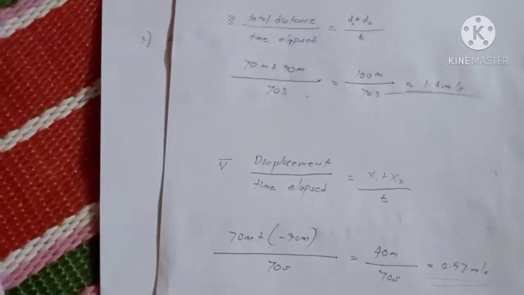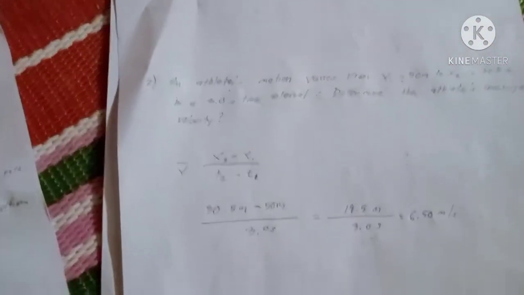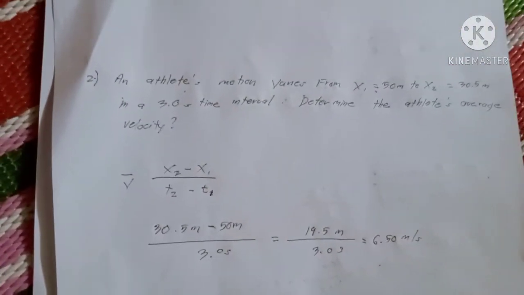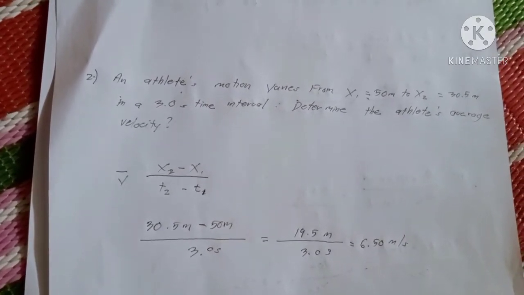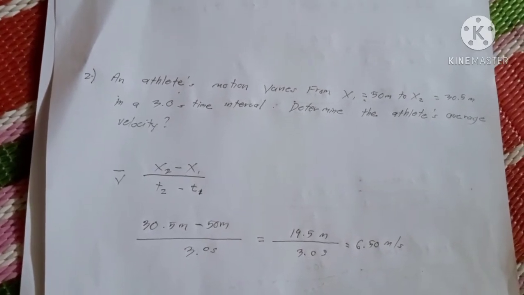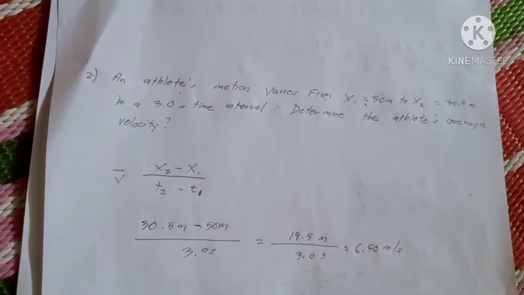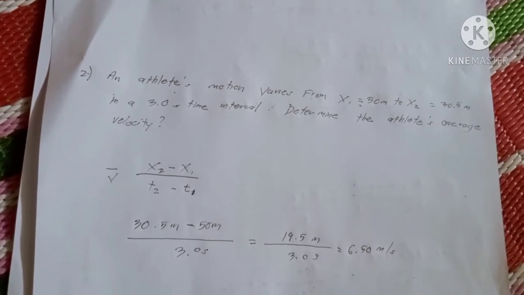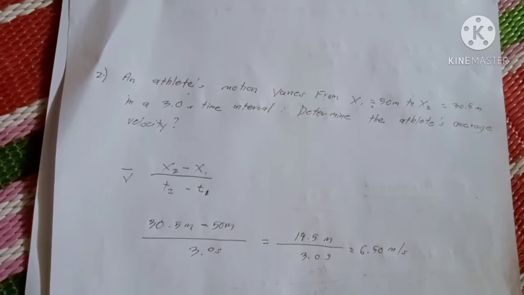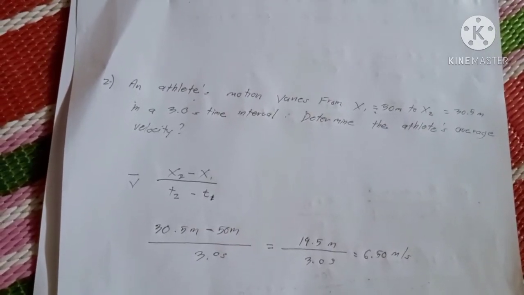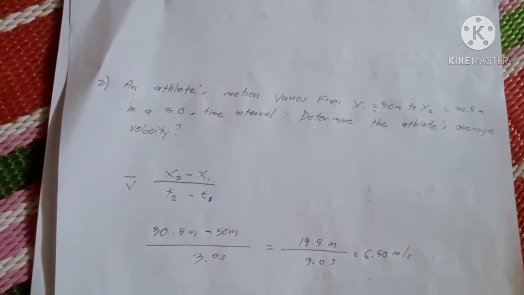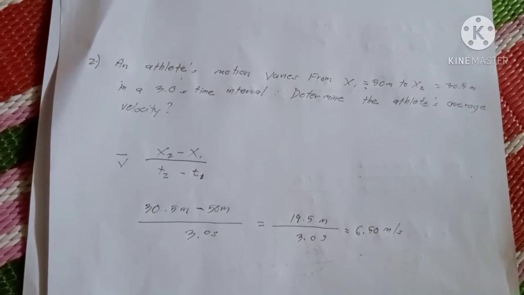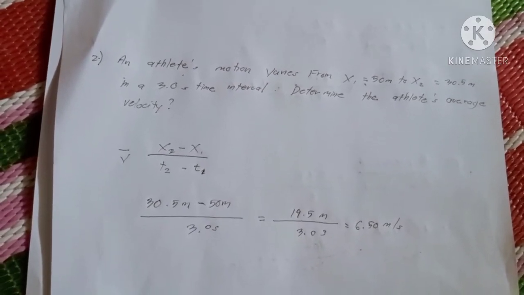Now we proceed to example number 2. An athlete's motion varies from displacement 1 equals 50 meters to displacement 2 equals 30.5 meters in a 3.0 seconds interval. Determine the athlete's average velocity. So now we solve the given problem. We find the average velocity.